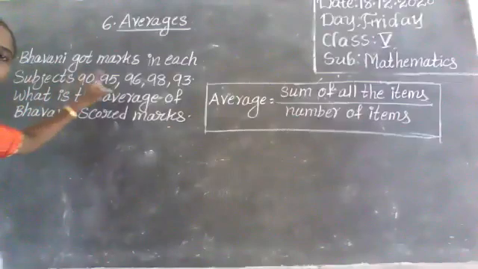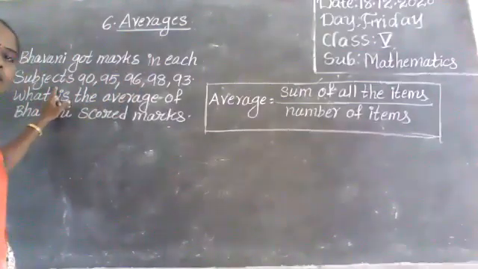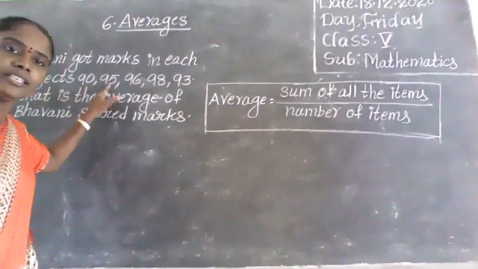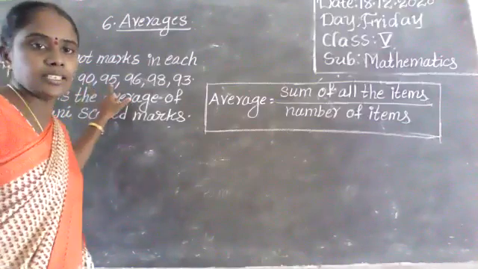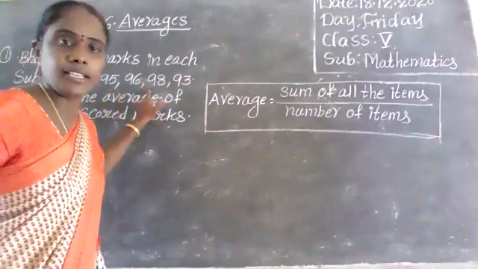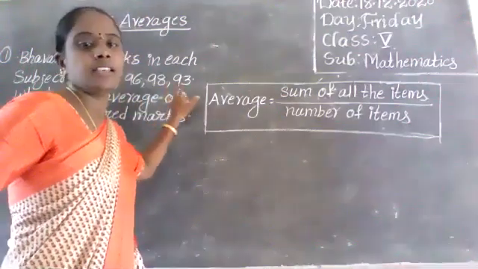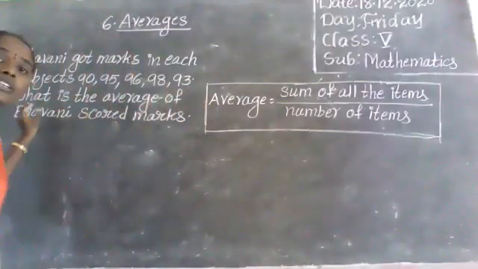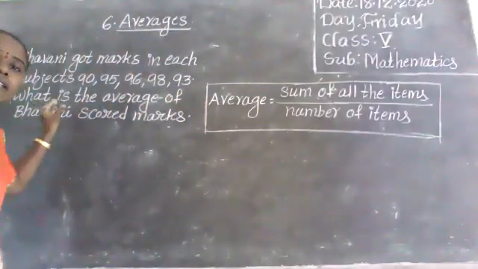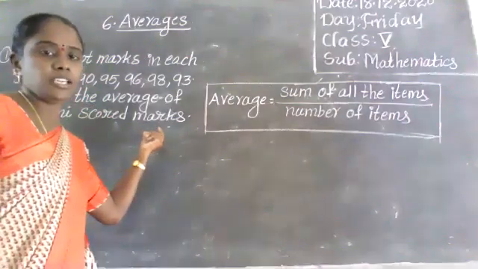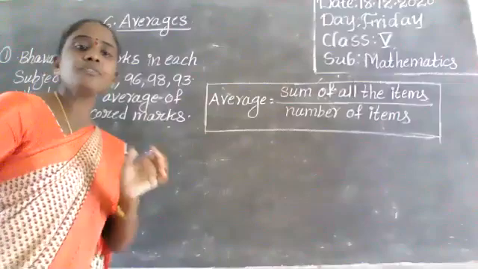First, Bhavani got marks in each subject. In Telugu, 90 marks. In Hindi, 95 marks. In English, 96 marks. In mathematics, 98 marks. In EVS, 93 marks. What is the average? Find the average of Bhavani's scored marks. First, what do we do?